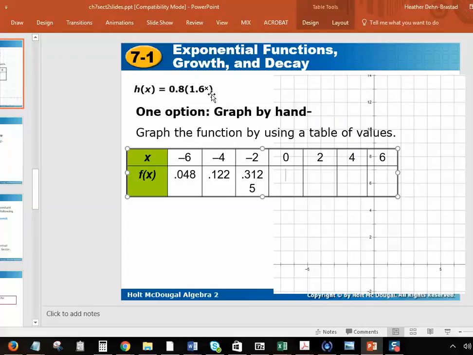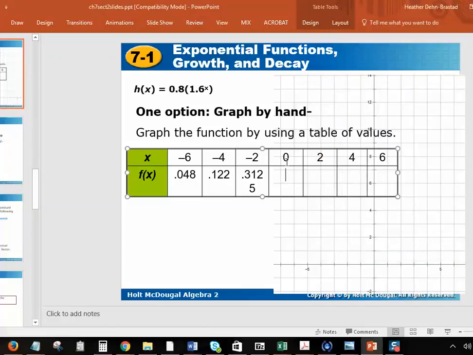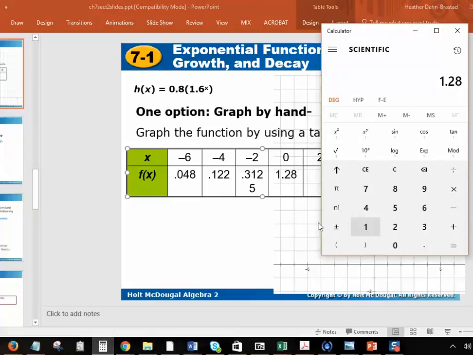At 0, I can do this one in my head. Anything to the 0 power is 1. So I just need 1.6 times 0.8. Well, maybe I'll check that. 1.6 times 0.8 equals 1.28. And now it's starting to grow a little bit faster. You'll see with exponential functions, either growth or decay, they increase or decrease quite rapidly.